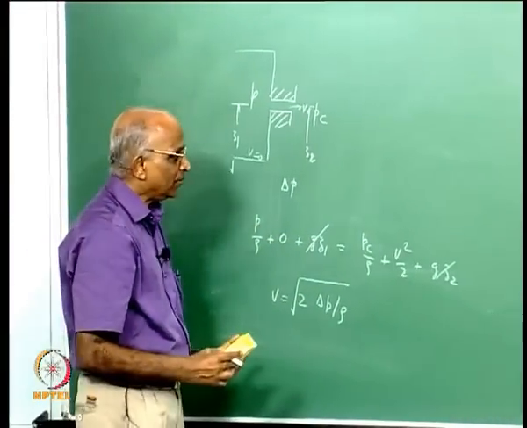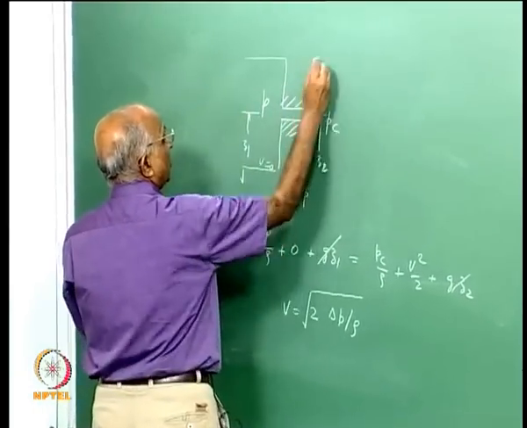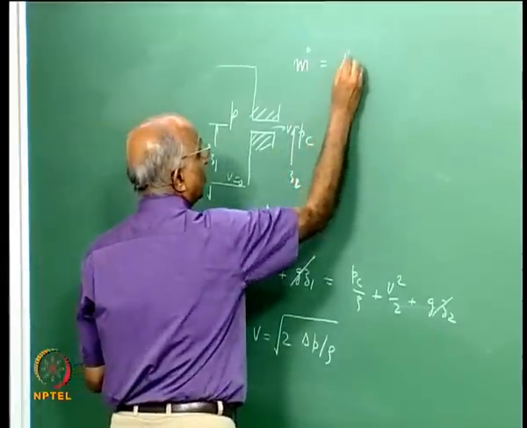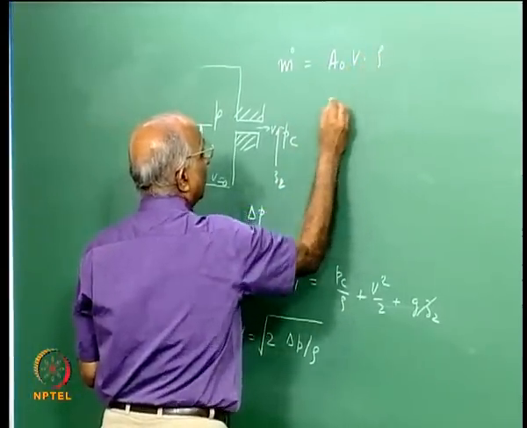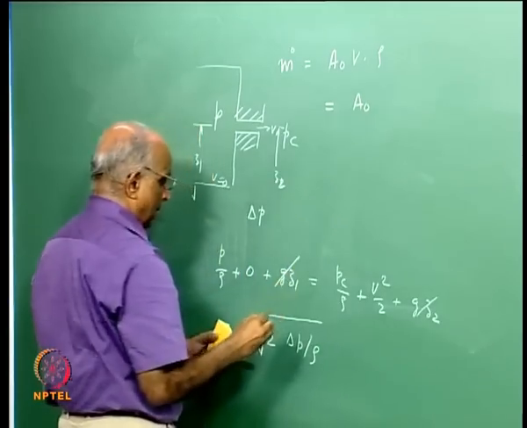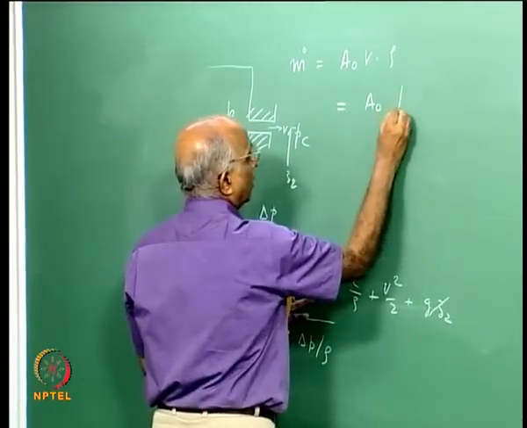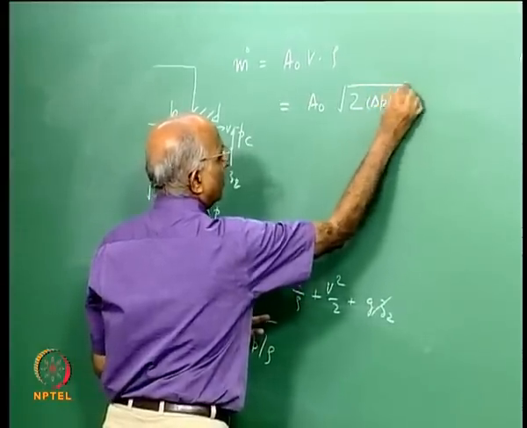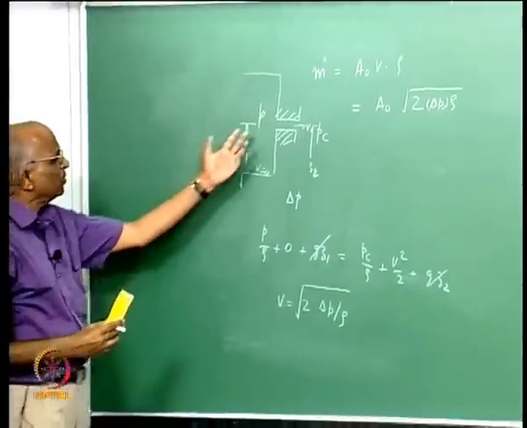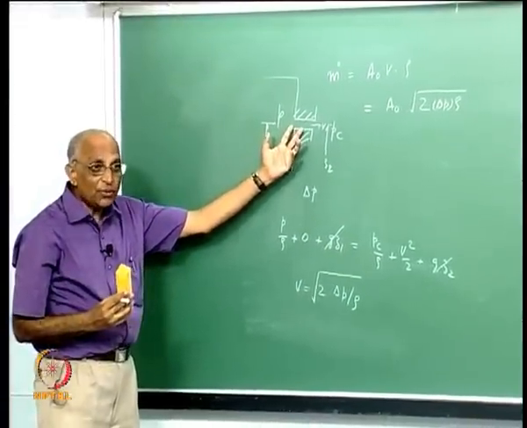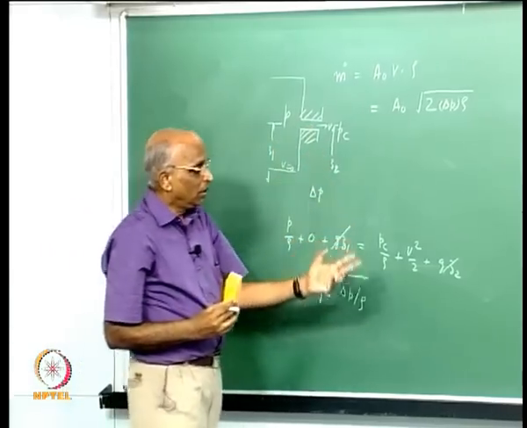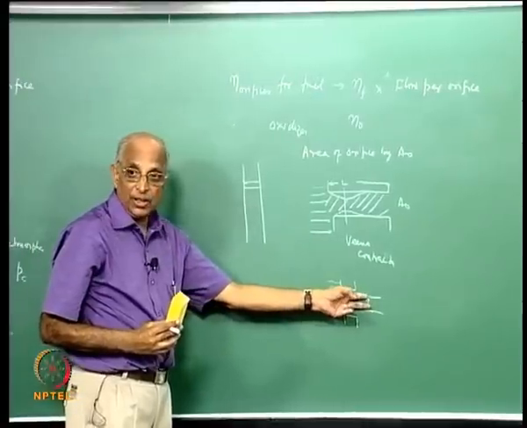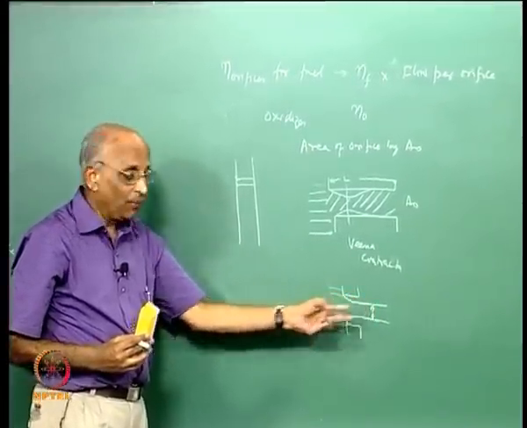Therefore, what is the mass flow rate through this particular orifice? Mass flow rate is equal to the area of the orifice into velocity into density, which is equal to A0 into the square root of 2 delta P into density. This is the mass flow rate for a simple sharp edged orifice. But just now I told you sometimes it flows full, like it is attached over here, with some friction over here, and sometimes it flows separated like this. Therefore, there are different regimes of flow.